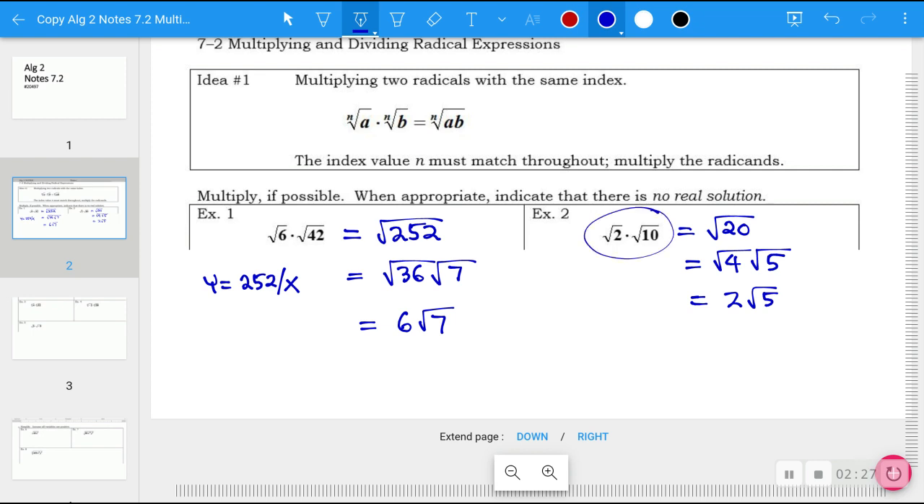Now, if you type this on your calculator on the home screen and compare it with what you get if you type the answer on the home screen, you can check your work that way.